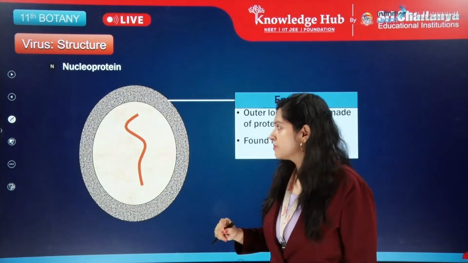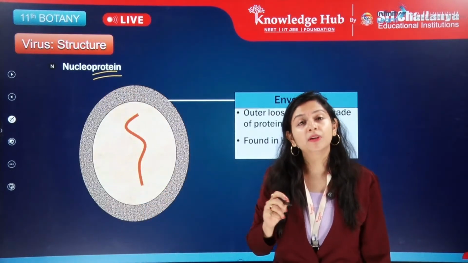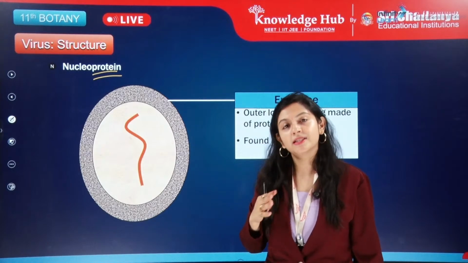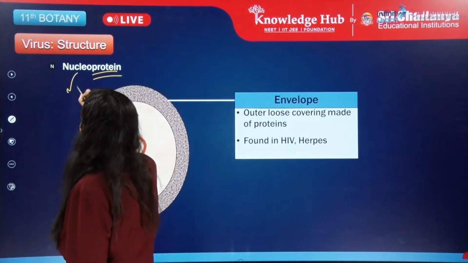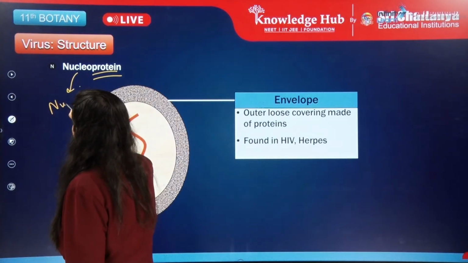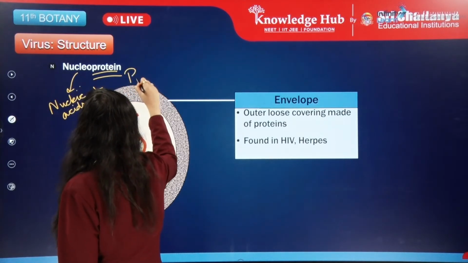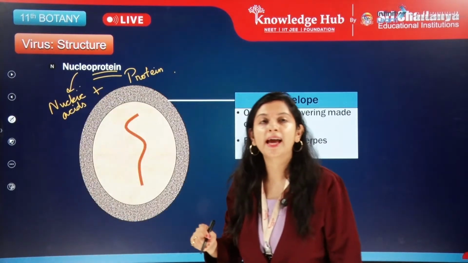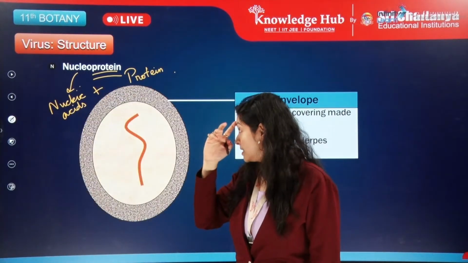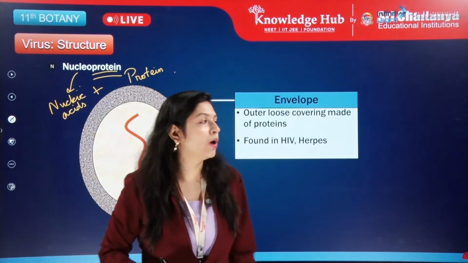Structure-wise, the virus is a nucleoprotein. It is having a nucleus-like structure. Sorry, nucleoprotein means nucleic acids plus protein. So this is the nucleoprotein structure. The next thing is the outer envelope.